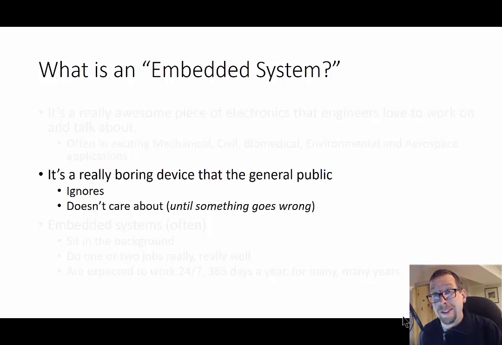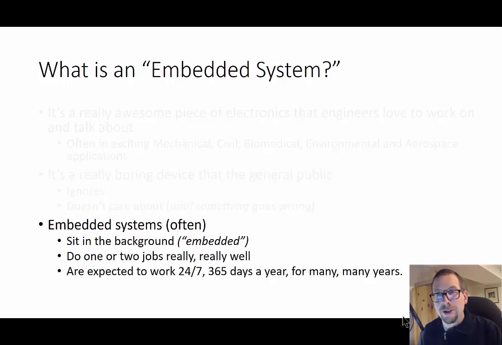From the public's perspective, it's a really boring piece of electronics that they tend to ignore, and nobody really cares about until something goes wrong, because it's really expected to sit in the background and do its work. It's embedded there. You don't notice it. It does one or two or maybe three jobs really, really well all the time, 24 hours a day, 7 days a week, 365 days a year for many, many years, typically for an embedded system. So it's there, and it does its job, and when we do our job well, it does its job so well that nobody notices that it's actually there.